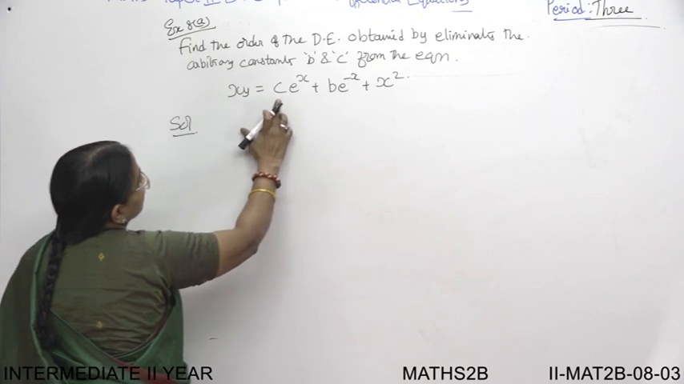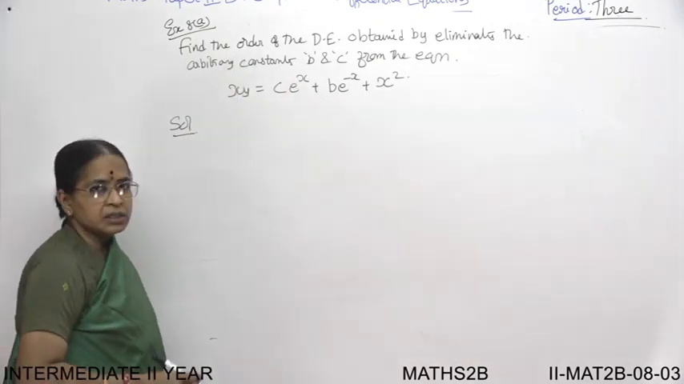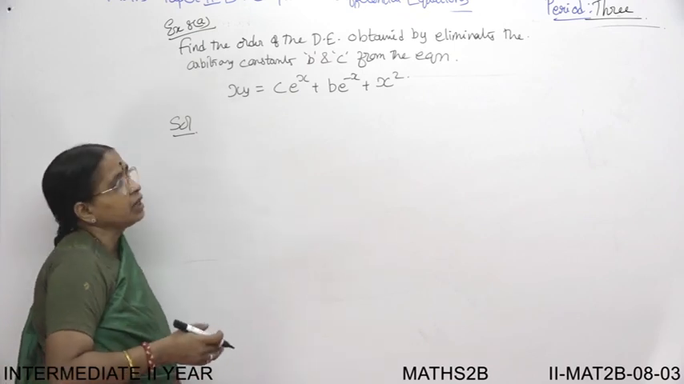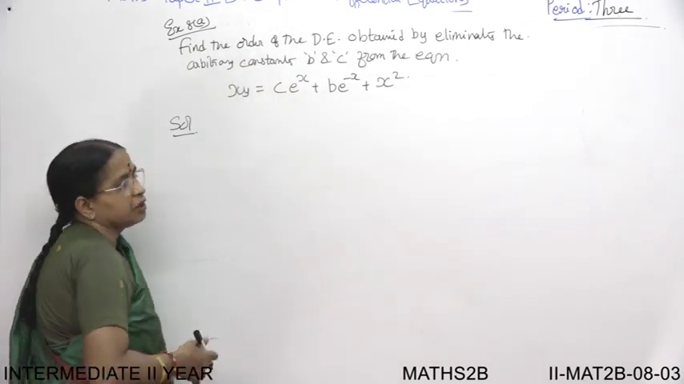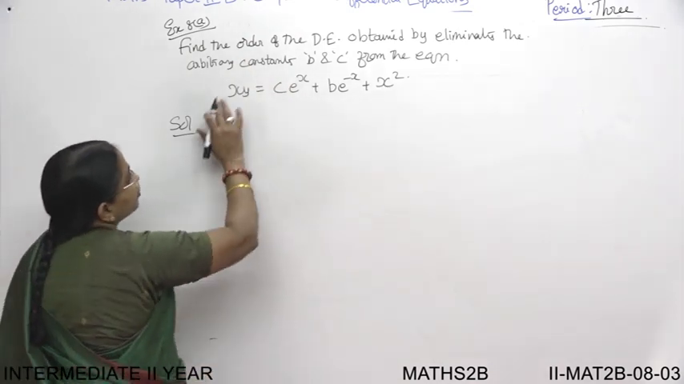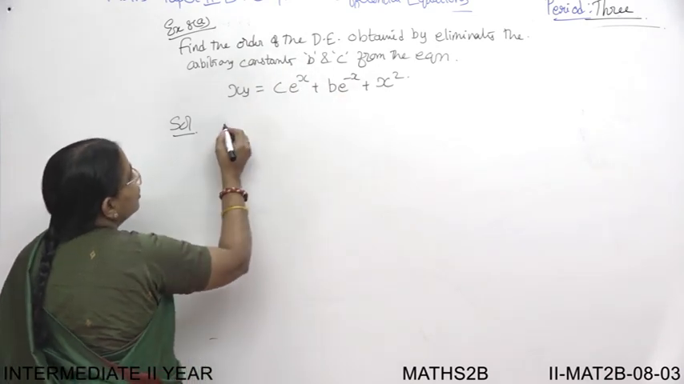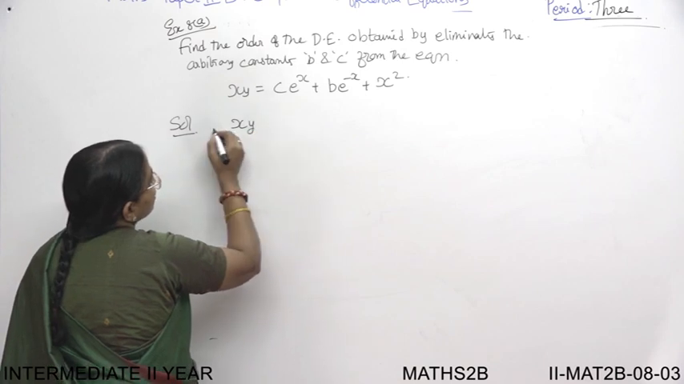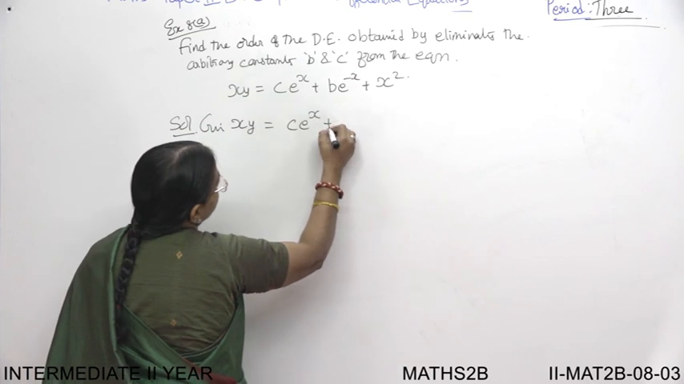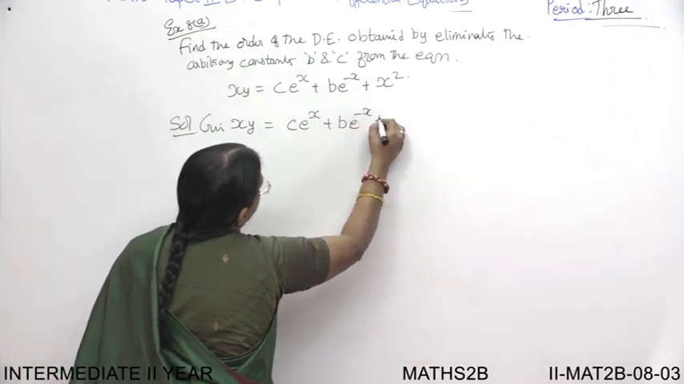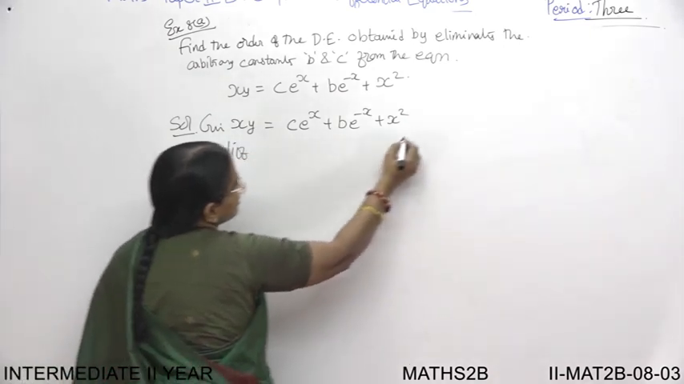So you cannot say that because there are two arbitrary constants, its order is 2. That is just an observation. When it is a 2 marks question like that, you can say because there are two arbitrary constants, the order of the differential equation is 2. But here you have to eliminate the constants and then find the order. So we have to work it out. You are given xy is equal to c e power x plus b e power minus x plus x square. Because there are two arbitrary constants, you must differentiate twice successively.